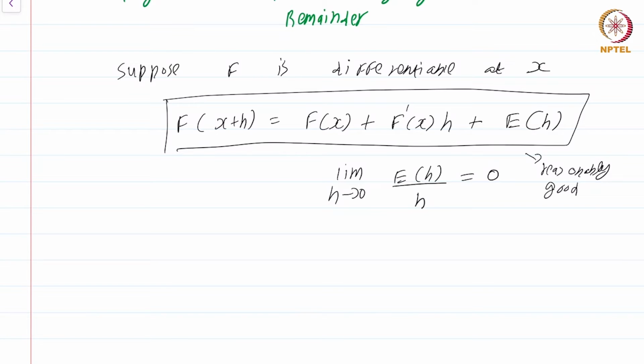The question naturally arises, can we make a better approximation if we know not only that f is differentiable at the point x, but f is k times differentiable at the point x? So let's see what happens. Suppose f is k times differentiable at x.